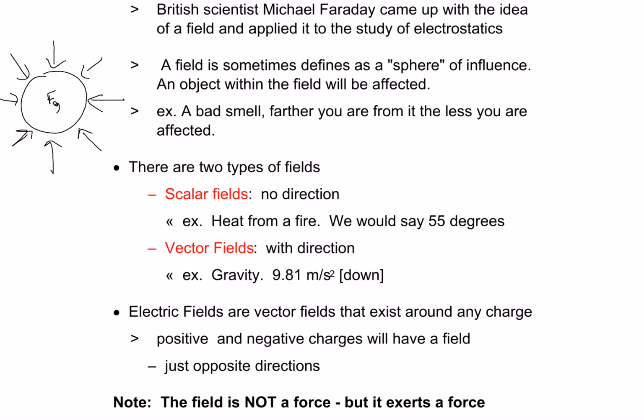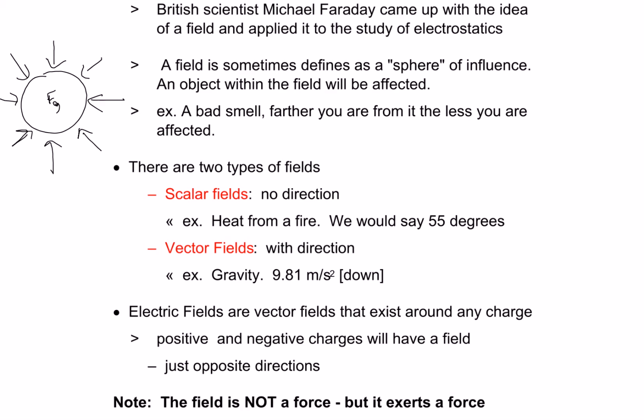So there are different types of fields, vectors and scalars. A scalar field would be something where we don't really care about direction. So if you're measuring the heat from a fire, you can measure it from any side of the fire, the top, whatever, you get the heat coming off the fire in every direction. And we would just say something like 55 degrees. We wouldn't say north, south, east, west, up, down, left, right, nothing like that.